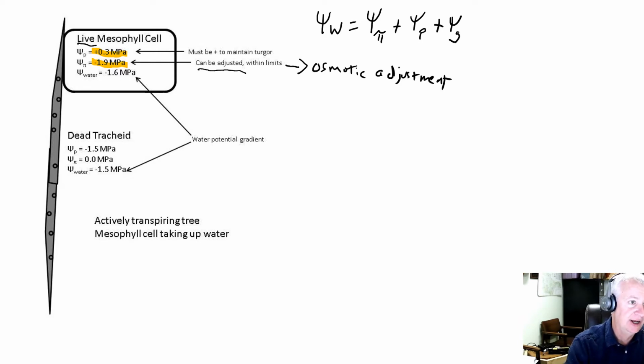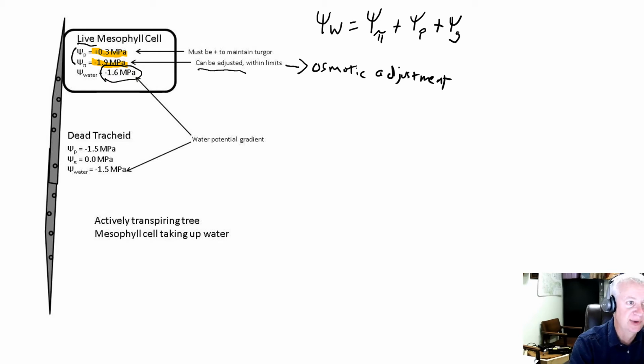So I want to look here. The sum of the pressure potential and the osmotic potential is positive 0.3 plus negative 1.9. So that's negative 1.6 megapascals. That's the total water potential of that cell.